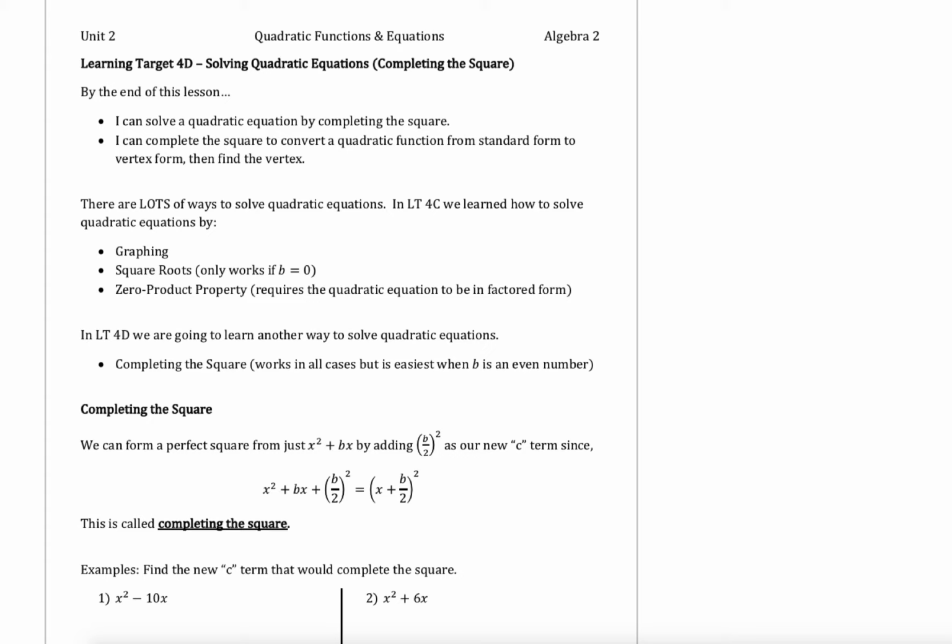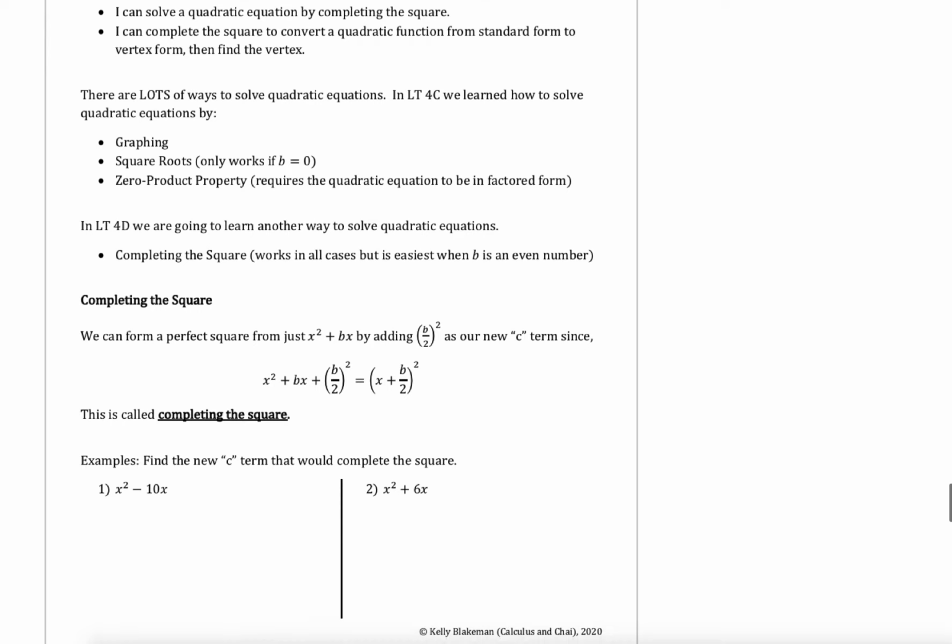Our next method, completing the square, technically works in all cases, but is easiest when b is an even number. The reason we want b to be an even number is because we're going to end up dividing by 2. Although it will work if b is an odd number, if we want to avoid messy fractions, that's why we would want b to be an even number. But technically, completing the square does work in all cases. So let's talk about what completing the square is.